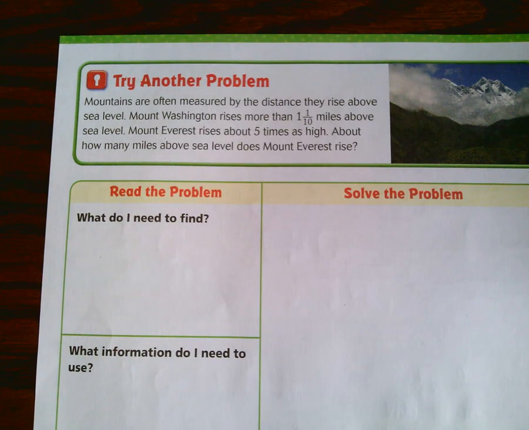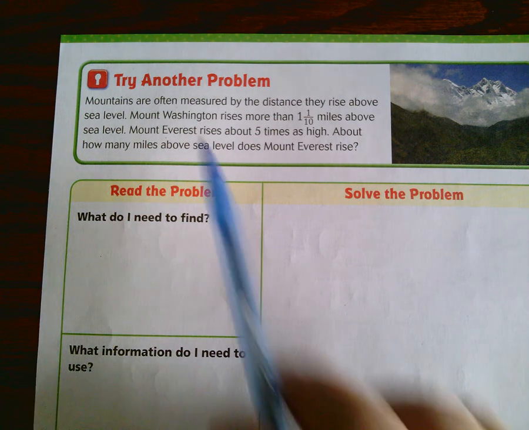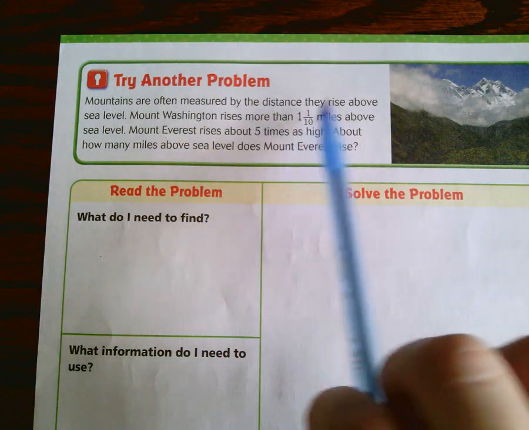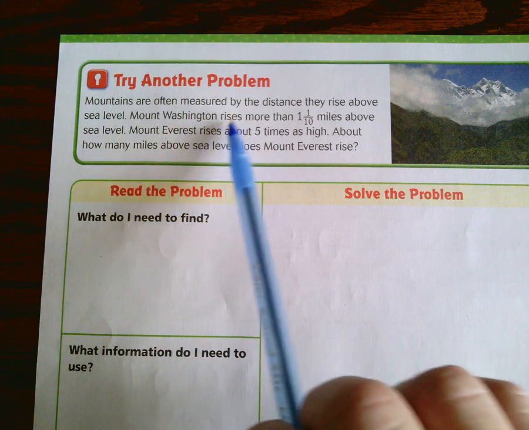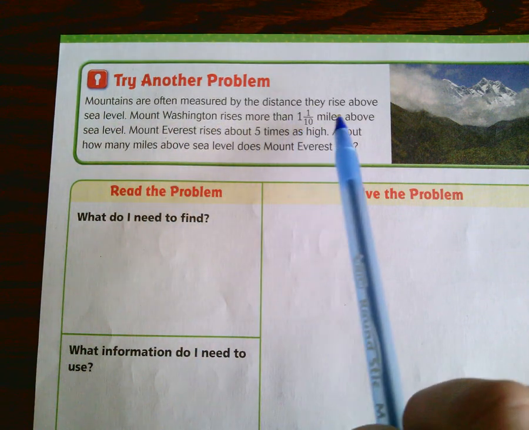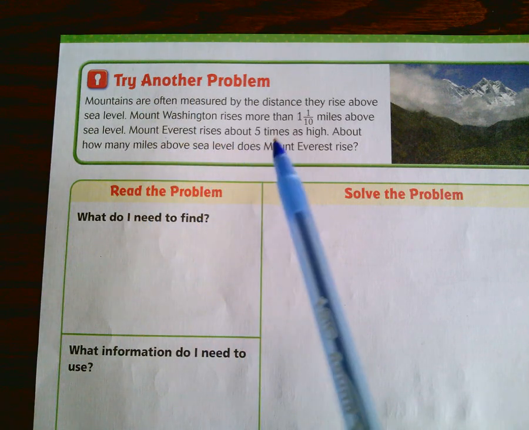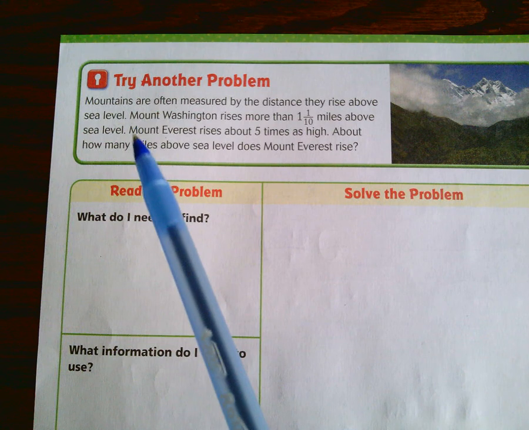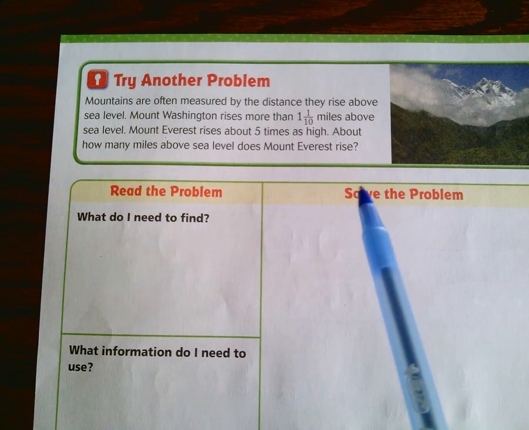And girls, on page 334, we're going to do the same thing we did in the problem before. It says mountains are often measured by the distance they rise above sea level. Mount Washington rises more than 1 1/10 miles above sea level. Mount Everest rises about 5 times as high. About how many miles above sea level does Mount Everest rise?